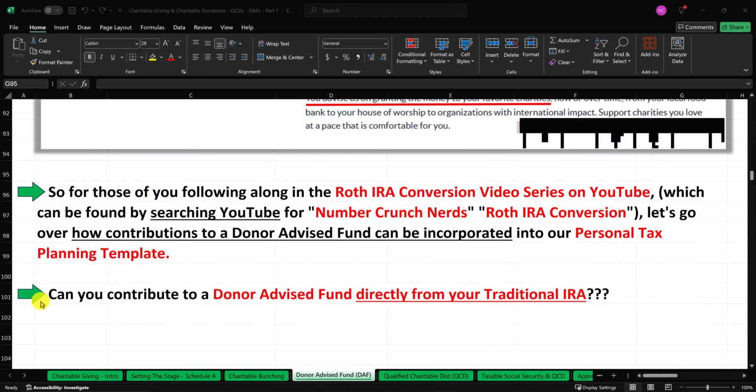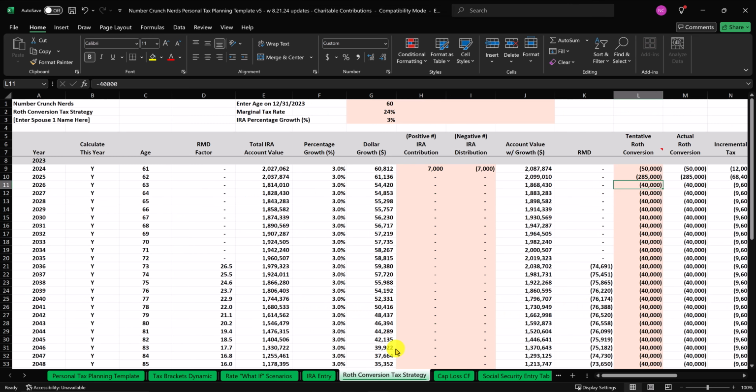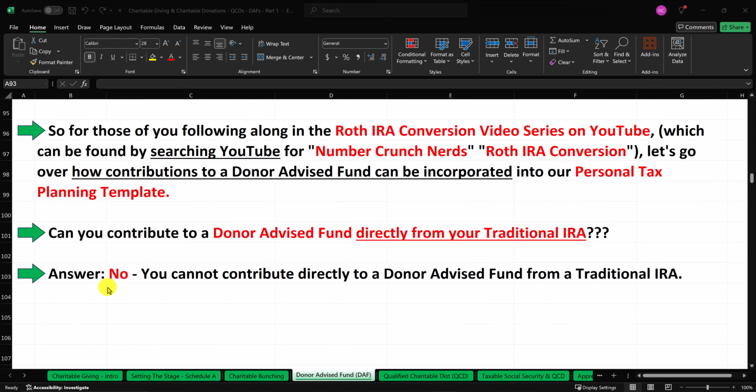Now, what about this question right here? Can you contribute to a donor-advised fund directly from your traditional IRA? In other words, if I go back over here to the Roth conversion tax strategy tab, should we have a column that reduces the balance of the IRA by the amount that we contributed to the donor advised fund? And the answer to that is no. You cannot contribute directly to a donor advised fund from a traditional IRA.